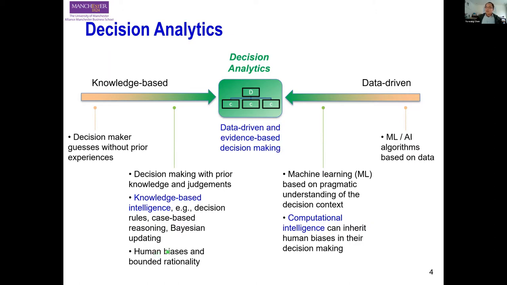On the other side, machine learning and AI models can be developed purely based on data or predominantly based on data. But of course, a pragmatic understanding of the decision context is important in order to make use of machine learning and AI models in decision support. Also, computational intelligence can inherit human biases in its decision-making process. So decision analytics aims to combine knowledge-based intelligence and data-driven intelligence together to support data-driven and evidence-based decision-making.